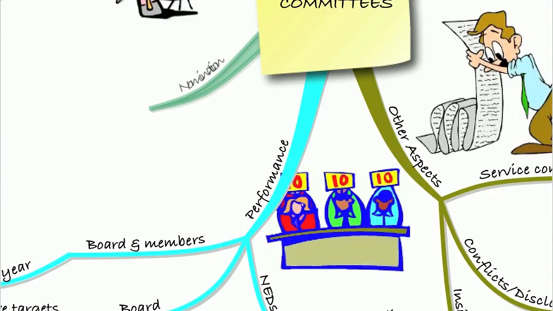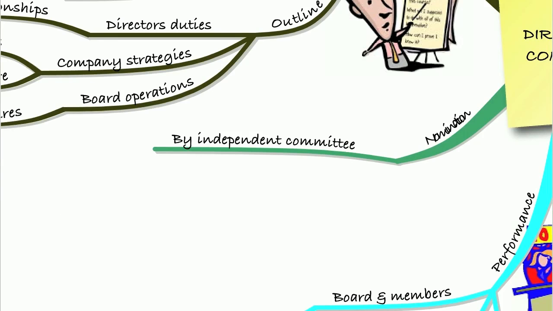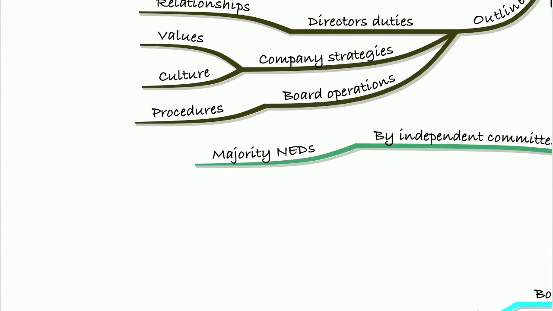The last thing I want to look at in this little session is nomination. So nomination of directors should be done by an independent committee. So that will be the nomination committee. That independent committee should have a majority of non-executive directors. So it doesn't have to be all non-executive directors, like the audit committee, for example, would be all non-executive directors. But that independent nomination committee should have a majority of non-executive directors on it.